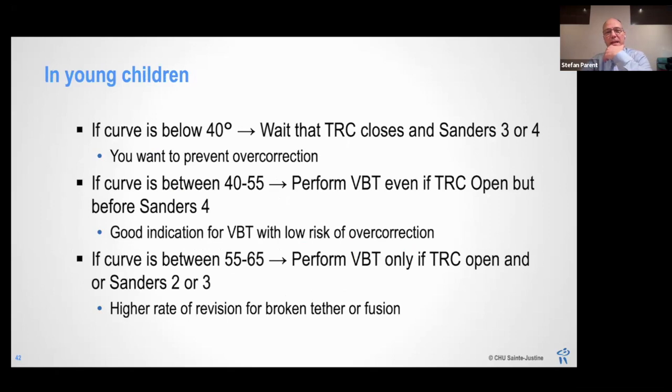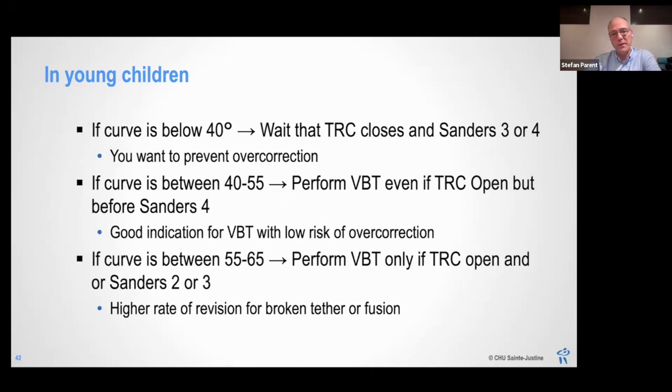If the curve is below 40, you should not do this if the triad is open, and then wait until there's Sanders 3 or 4. You want to prevent overcorrection. If the curve is between 40 and 55, I would jump at the opportunity if the triad is open, but before Sanders 4, it's typically my best indication. Typically, I will tell the patients that there's a slightly higher risk of overcorrection, but it's a good sign if it overcorrects, because then it really worked.